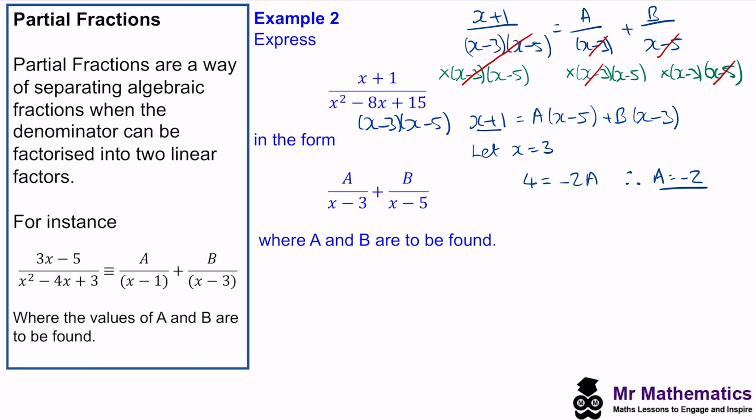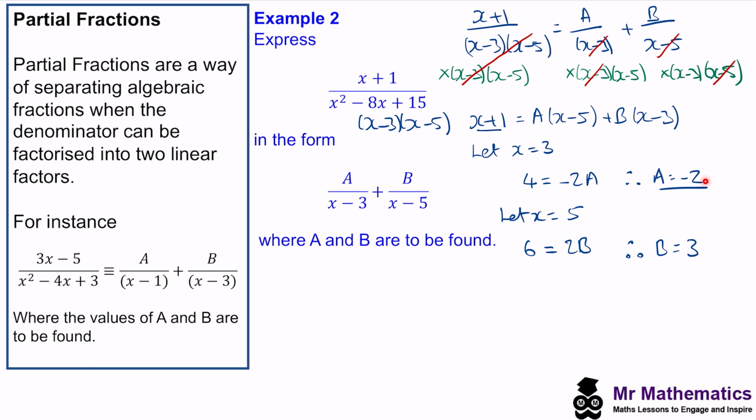And to work out b, we'll let x equal positive 5. And then we'll substitute the 5 in place of x. So we get 5 plus 1 is 6. And that is equal, this will go, so 5 minus 3 will give us 2b. So therefore, b must equal 3.